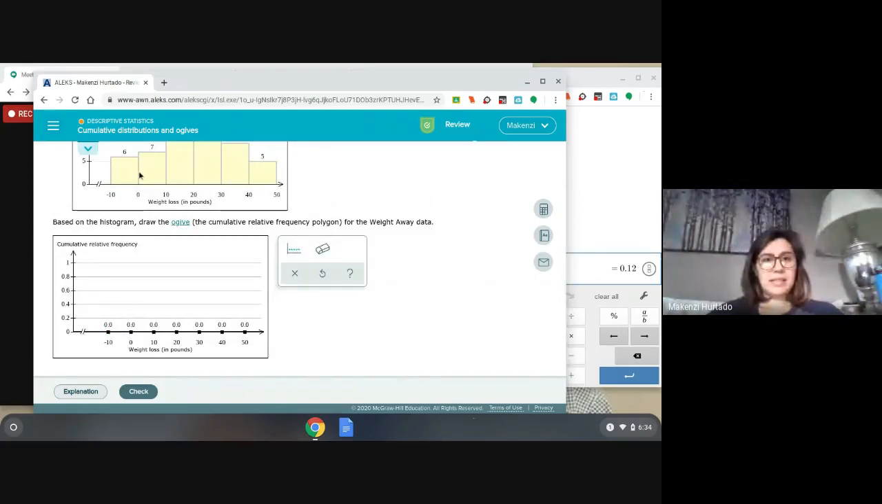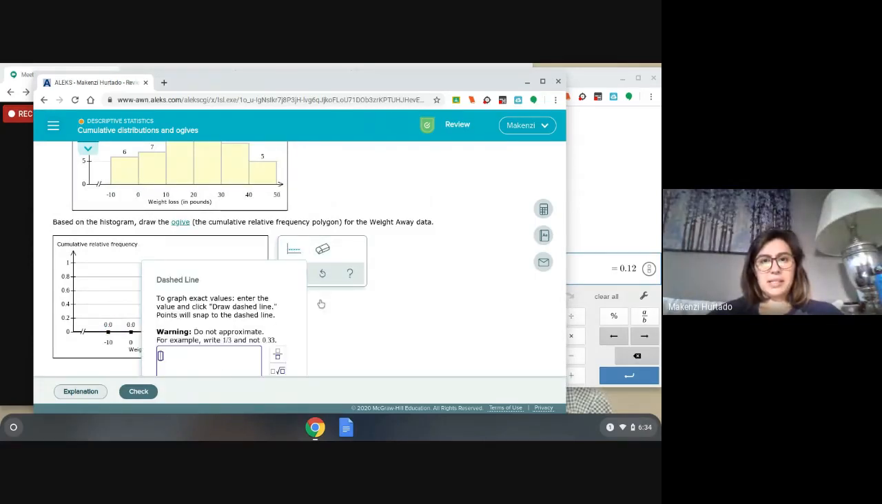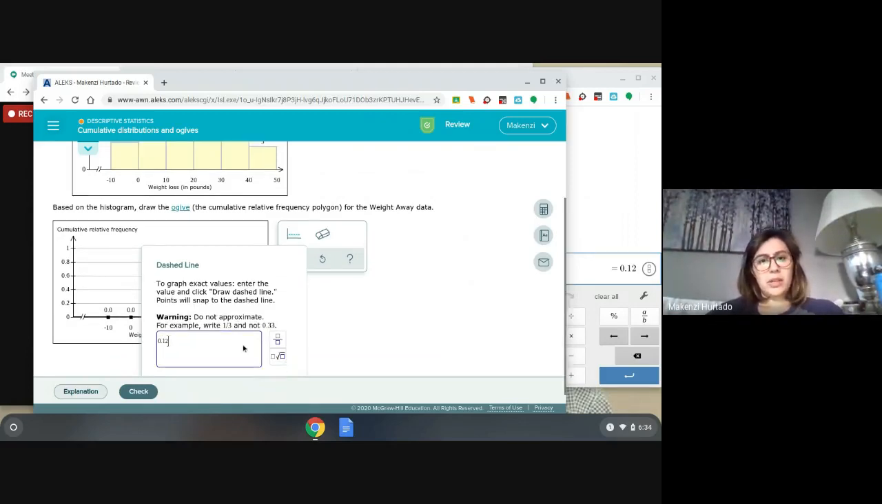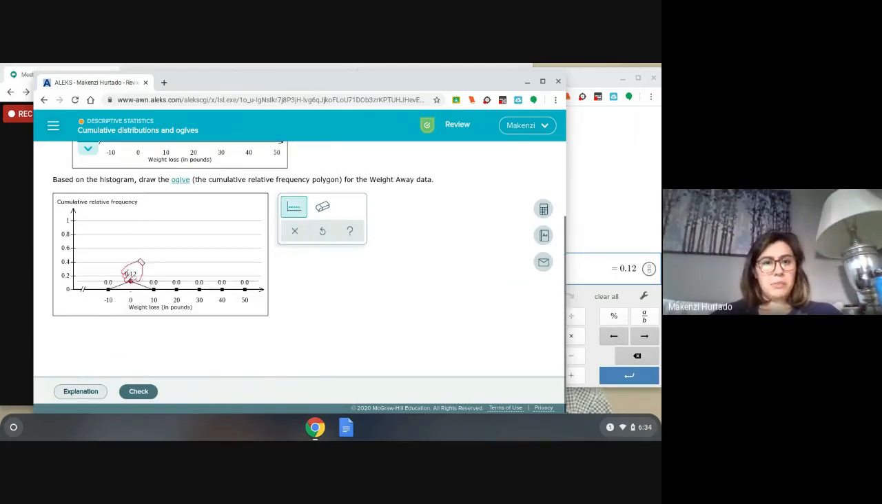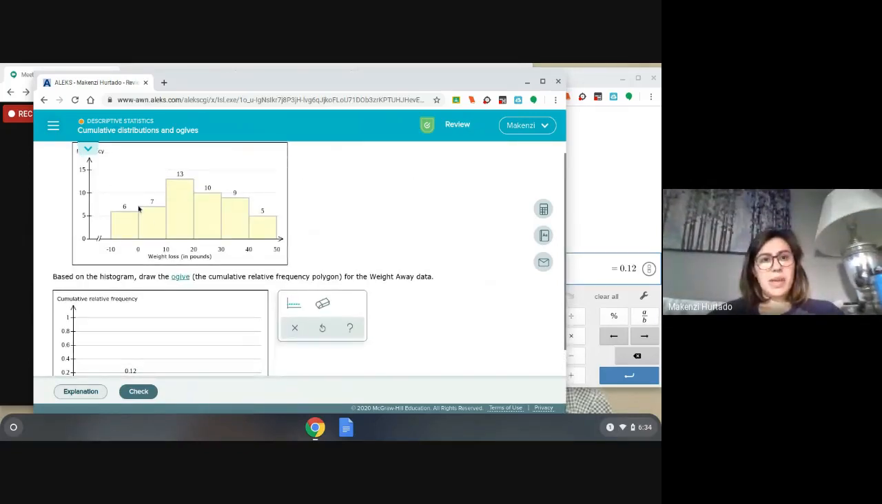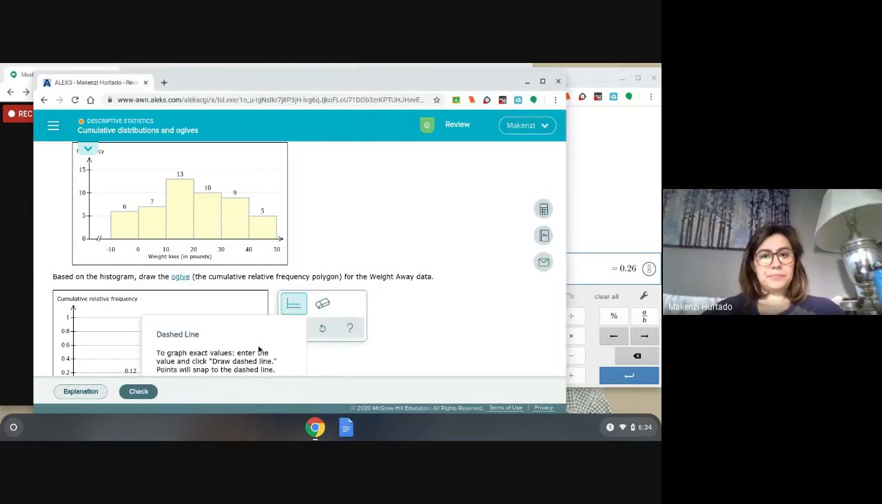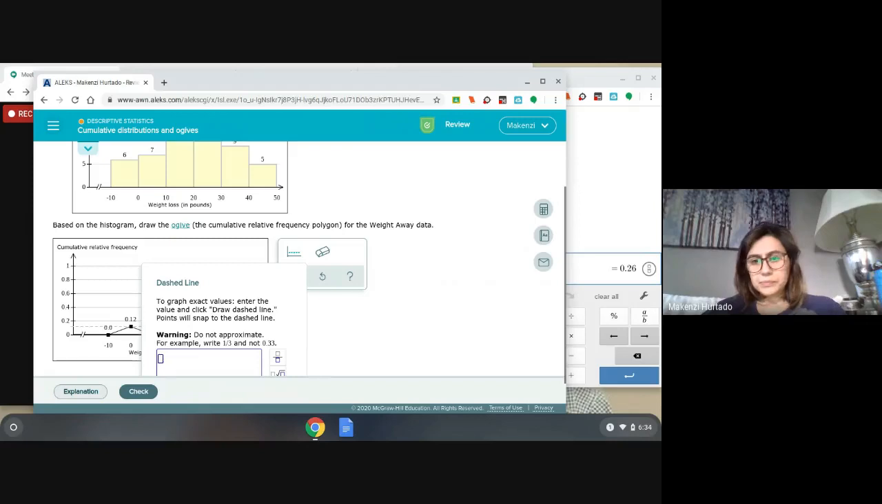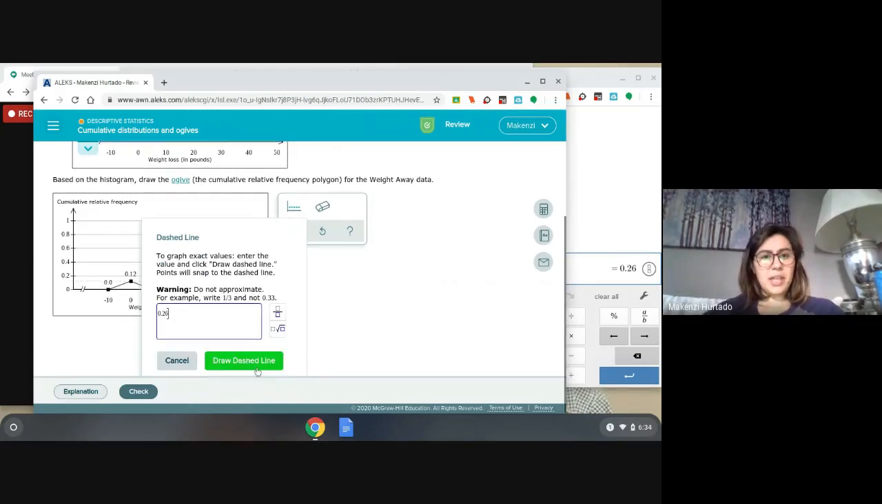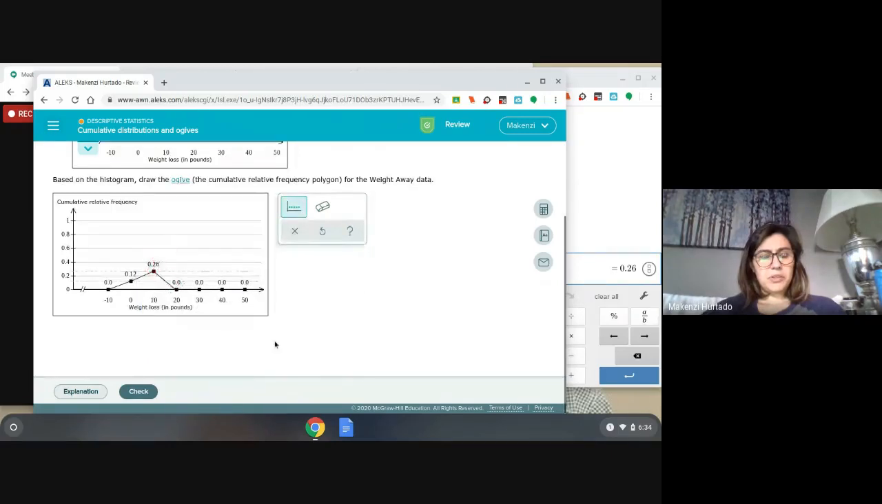So again, my first line at -10, that starts at 0. My next endpoint at 0 is at 0.12. Draw the dashed line and drag up to 0.12. Next, we have 7. Again, it's not a 7. It's going to be adding on a 7 out of 50. And now I have 0.26. Draw the dashed line, drag up the 0.26.